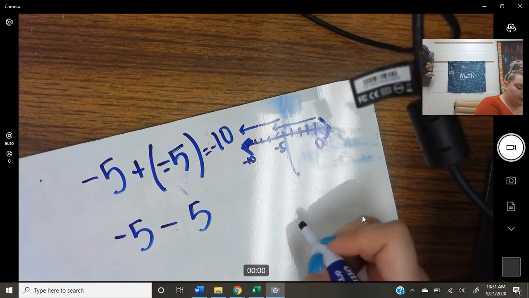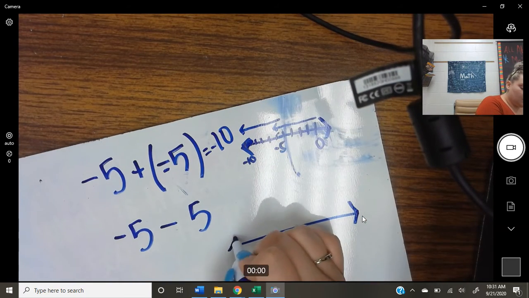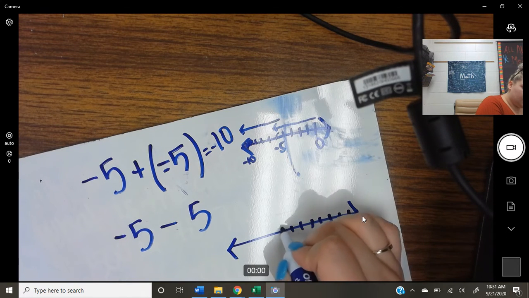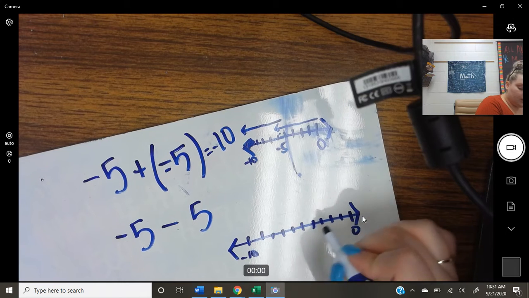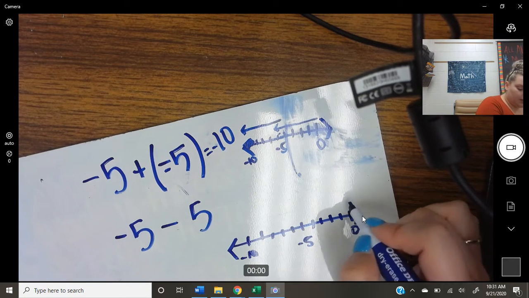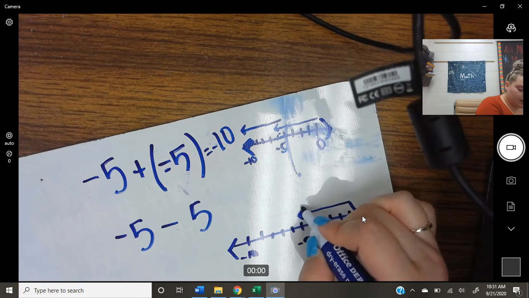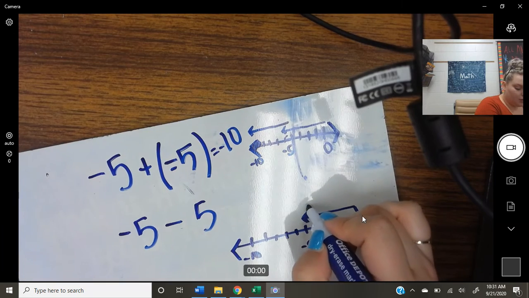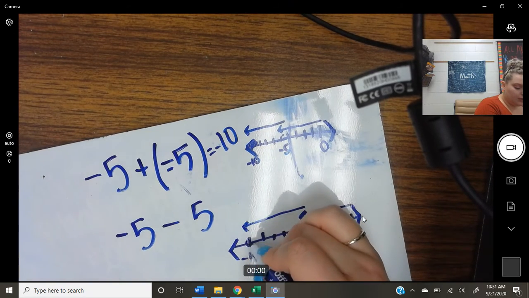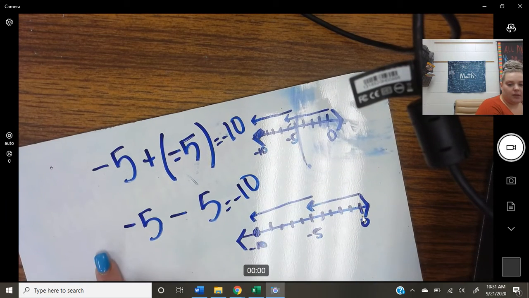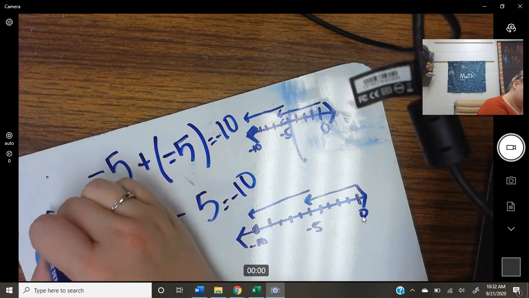All right, let's try this one. We have our 0 still, and negative 10 over here. Negative 5. Okay, so we start at negative 5, so we go from 0 to negative 5. And then we have to subtract, so we're going to the left 5 more. It would still get us to negative 10. So are both of these the same equation or expression? Yes, they are the same.